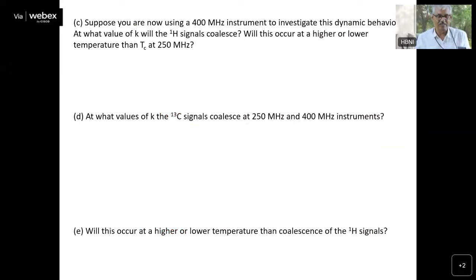Now question C. Suppose you are now using a 400 megahertz instrument. Now we change the machine from 250 to 400 megahertz. The same NMR, same sample. At what value of K will the proton signals coalesce? So you have to find again the K. Let us see.